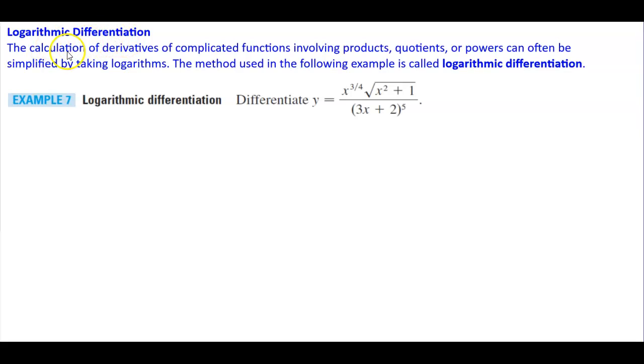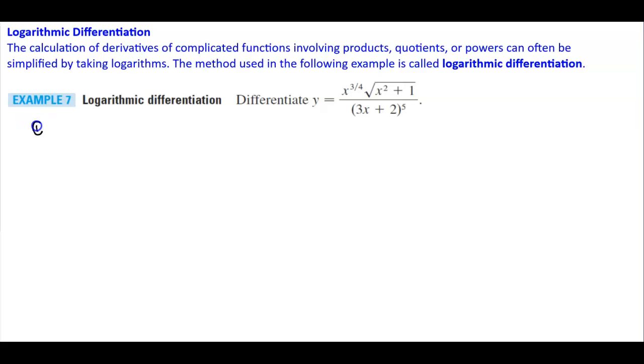Logarithmic differentiation. The calculation of derivatives of complicated functions involving products, quotients, or powers can often be simplified by taking logarithms. The method used in this following example is called logarithmic differentiation. So for example 7, we're going to use logarithmic differentiation to differentiate y, which is equal to x to the power of 3/4 times the square root of x squared plus 1 over 3x plus 2 to the 5th power.